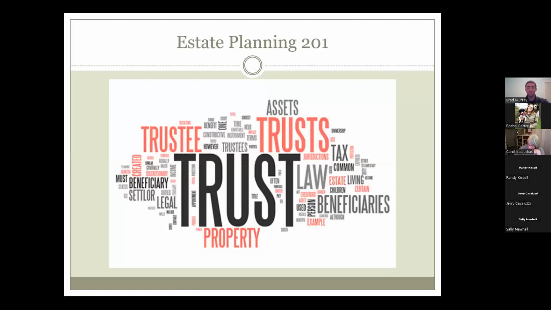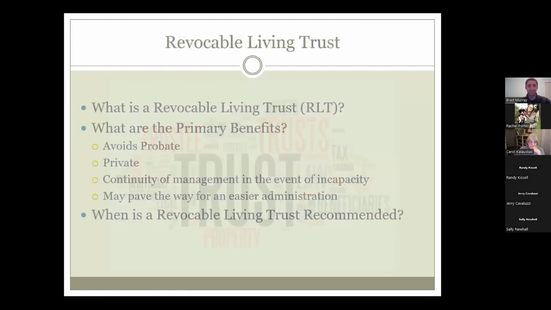So, estate planning 201, talking about all these fun things. I'll just jump right into our first topic, which is the revocable living trust, also known as the RLT.